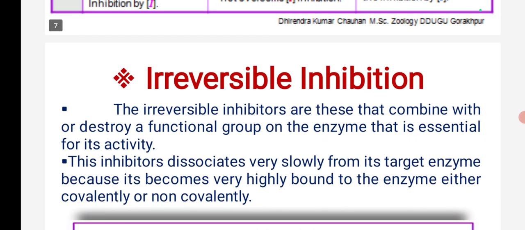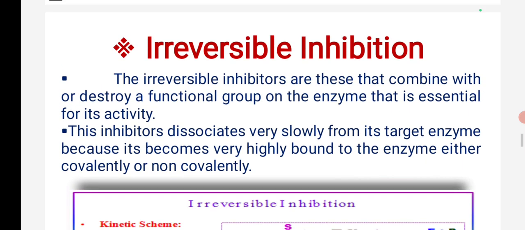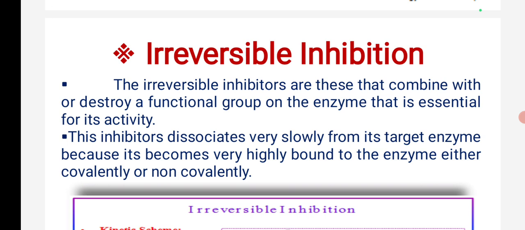Next, move on to irreversible inhibition. Irreversible inhibitors are those that combine with or destroy a functional group on the enzyme that is essential for its enzymatic activity. This inhibitor dissociates very slowly from its target enzyme because it becomes very tightly bound to the enzyme, either covalently or non-covalently. So that is called irreversible inhibition.